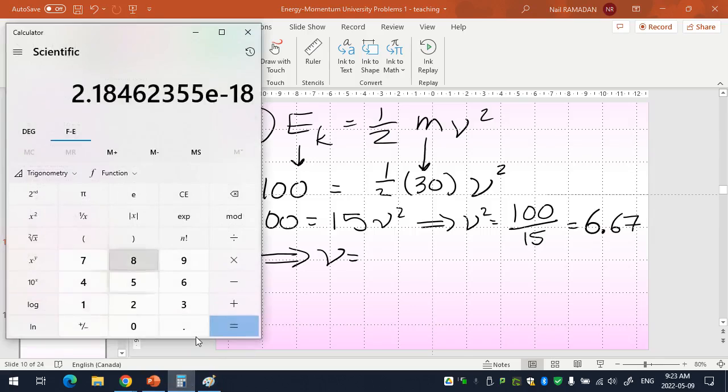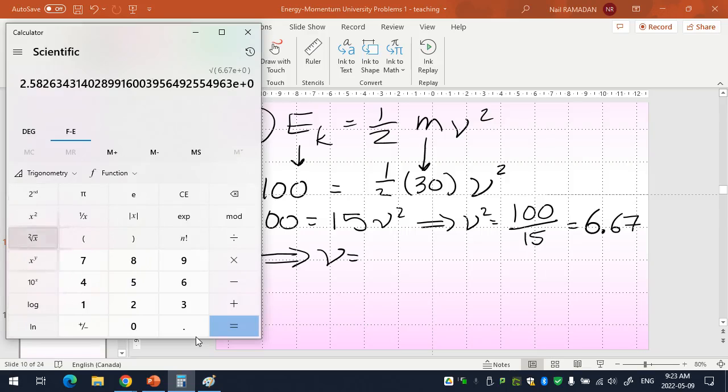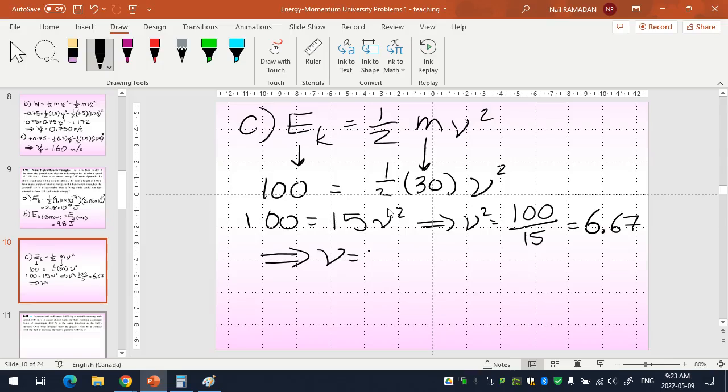What's the square root? 2 point something. Oh, right. 2.58, or 2.6. Is that reasonable? Okay, again, we don't really have much experience with meters per second. We have a lot of experience with what? Kilometers per hour. Let's convert this to kilometers per hour. What's the trick? What's the magic number? Between three. My question is, are you going to multiply that by 3.6 or divide it?